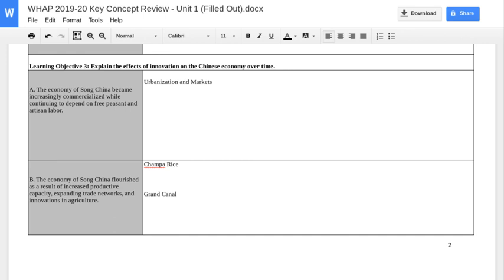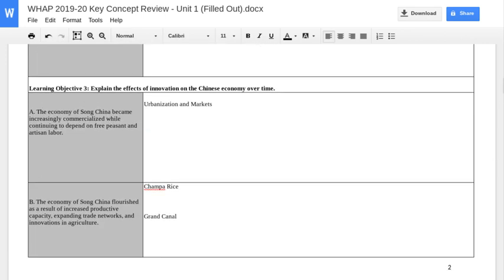Moving on to B, with the economy, we're going to focus on innovations in agriculture and expanding trade networks to handle this topic. For the innovations in agriculture, you need to know what Champa rice is, obviously, but also more importantly, how it is a new thing in agriculture. What can they do now that they couldn't do then? And then with the Grand Canal, how does it contribute to expanding the economy? In other words, what do these both have to do with an expansion in the economy? And you should be okay.